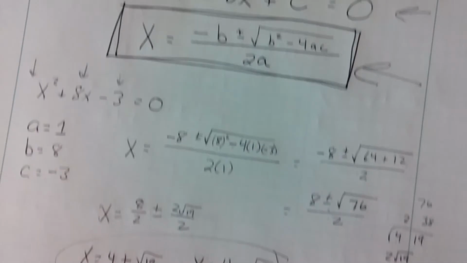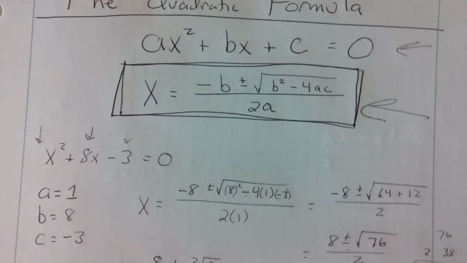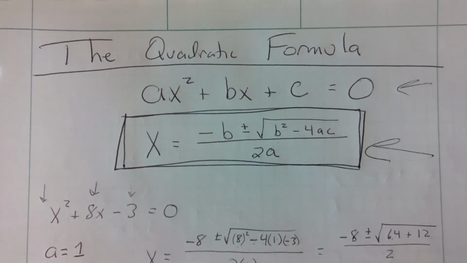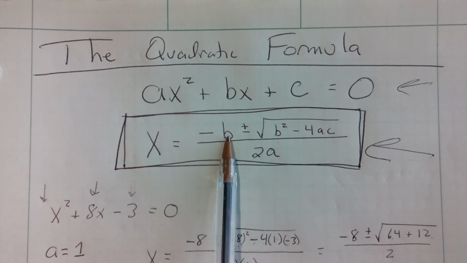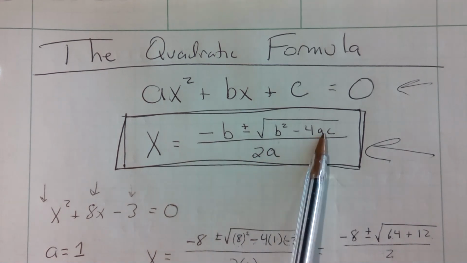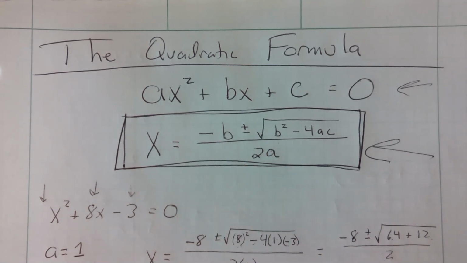So again, make sure you have this written down. And just remember that A, B, and C go right where the B is, the B squared, A, C, and then A, and then reduce. If you have questions, please bring them to class.